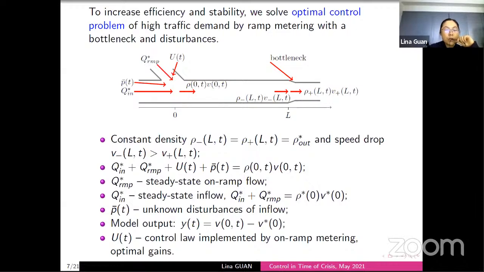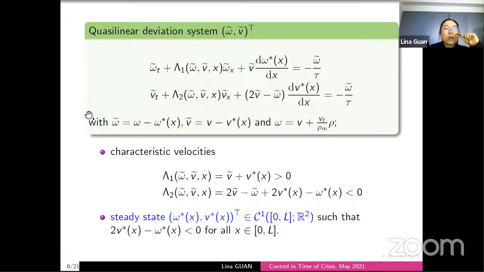We compute the optimal gains of the UT, denote V star X and V star X as a steady state. We can derive the quadrilinear deviation system omega tilde, V tilde, and we can derive the characteristic velocities lambda one and lambda two. Here lambda one is positive and lambda two is negative, because we consider the control problem in the congested region in this work.